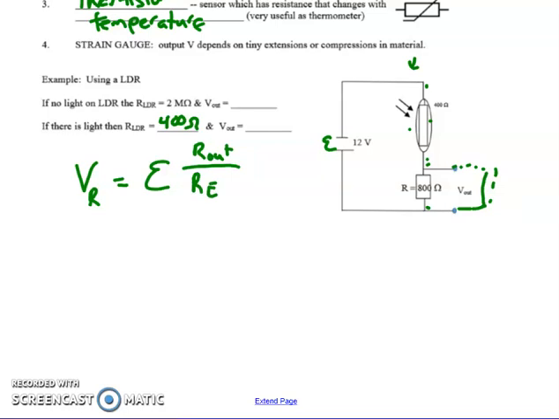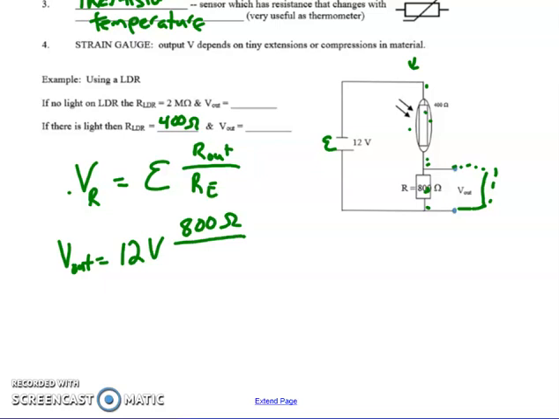Okay, so let's make sure we apply that correctly. We want to know what the output voltage is, so I'm going to change VR to V output. They're the same one. That's going to equal 12 volts. That's our EMF. Okay, what is our output resistance? This is the one we're interested in. That's 800.